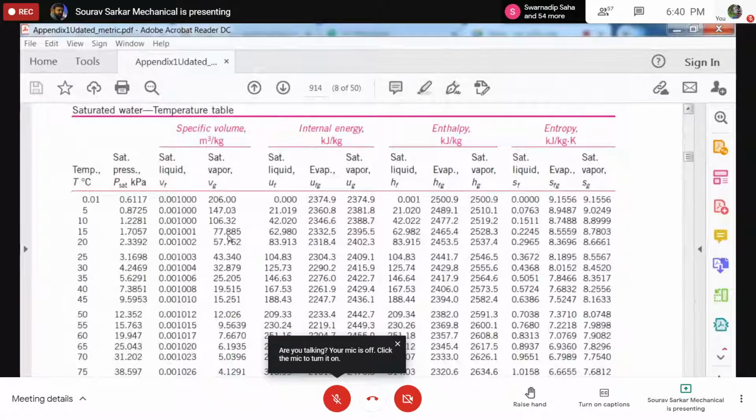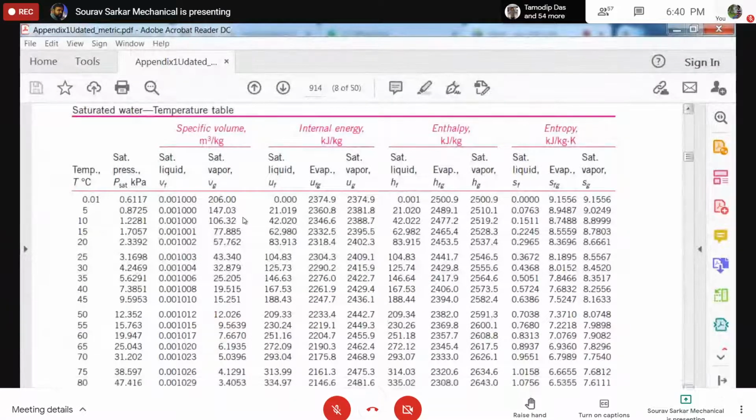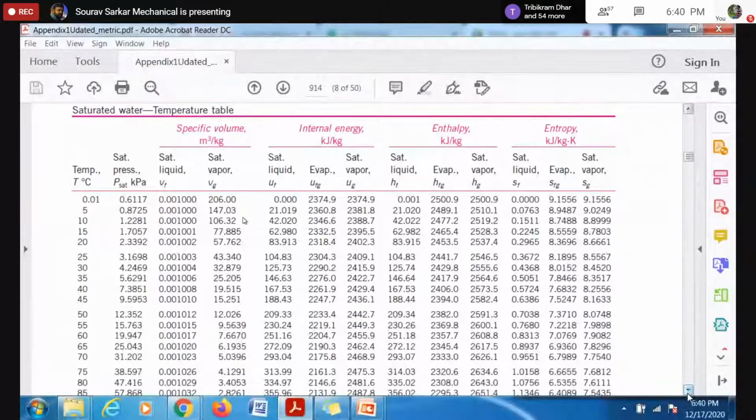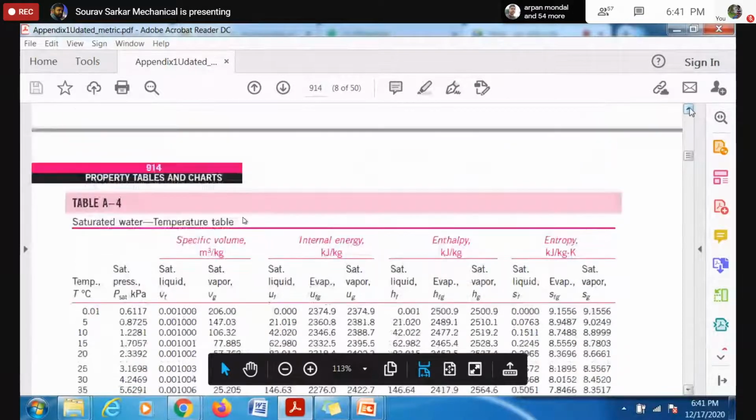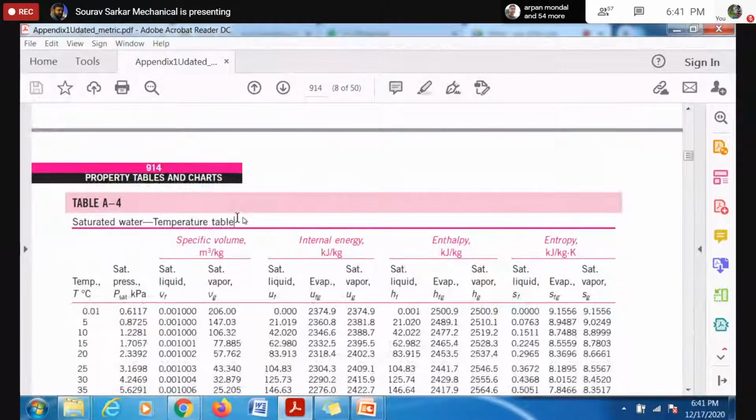Can you see this table on your laptop or mobile? Yes, sir. Okay, fine. In the first class on pure substances, I told you that if you go to that table, it is written as the saturated water temperature table. If you read this line, it is written as saturated water.